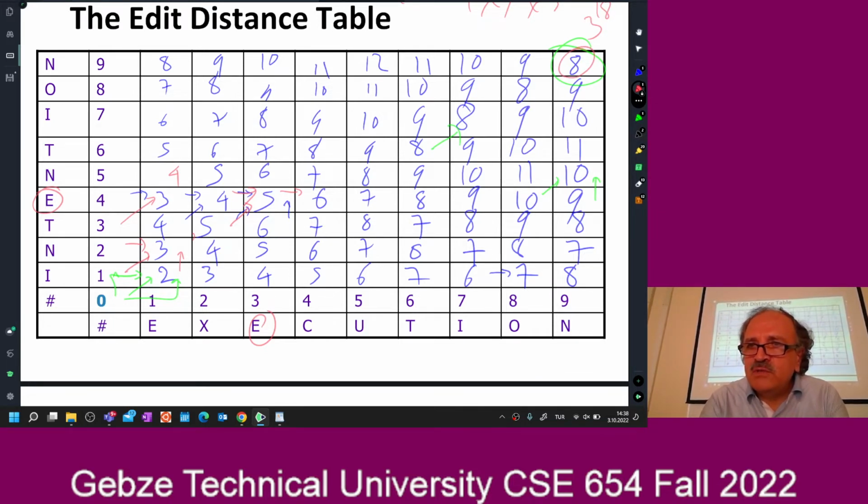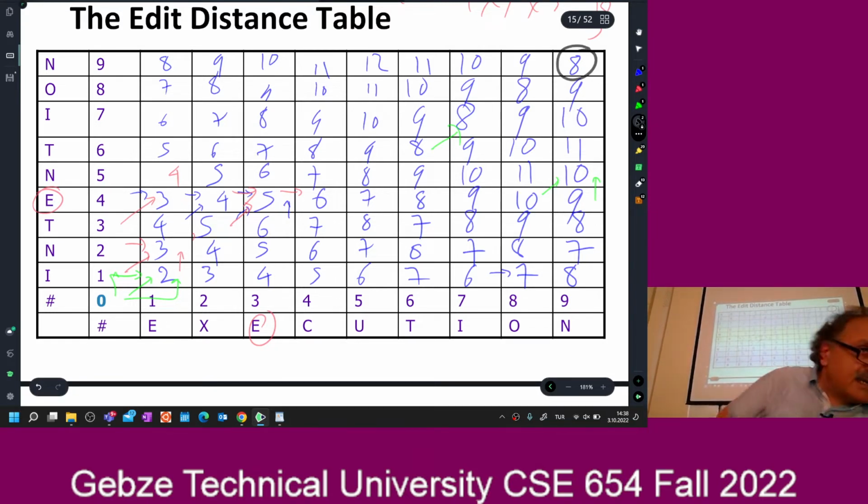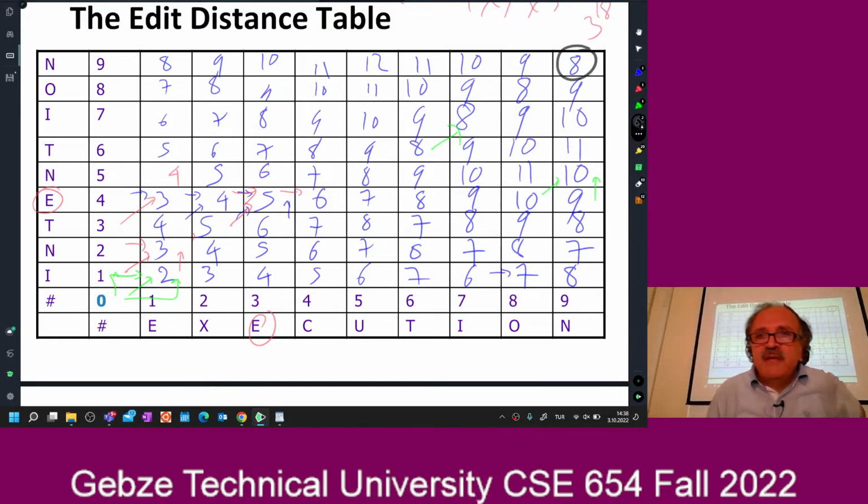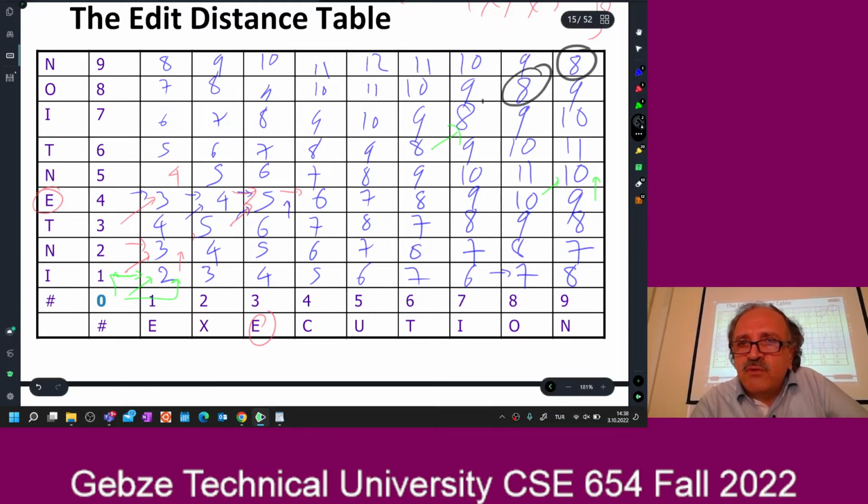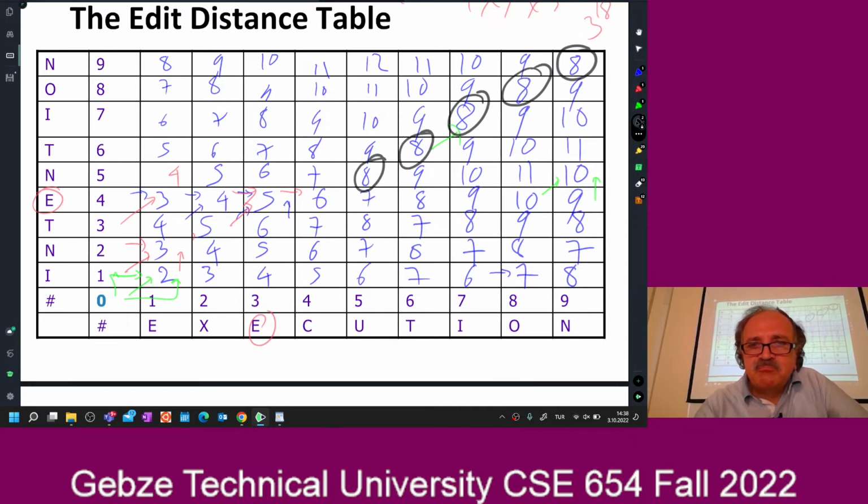Can I use a different color for this? Because I used black. Is black good? Can you see black? Yeah, kind of. So this is 8. I came to this 8 from here, then from here, then from here, then from here, then, well, we can choose either 7, 7, or 6, doesn't matter. I am going to choose this one.